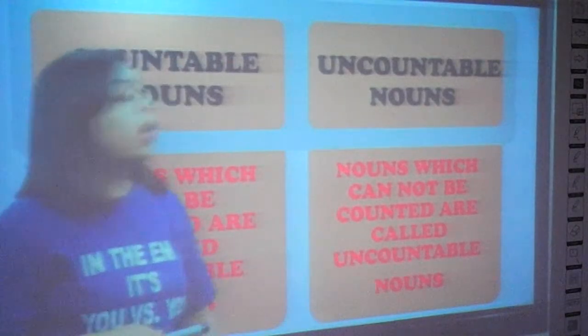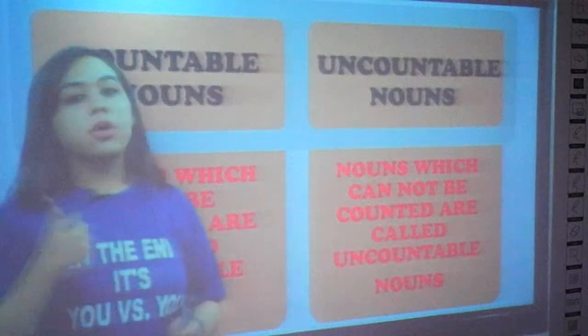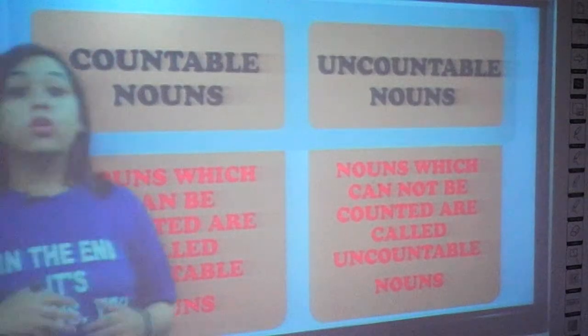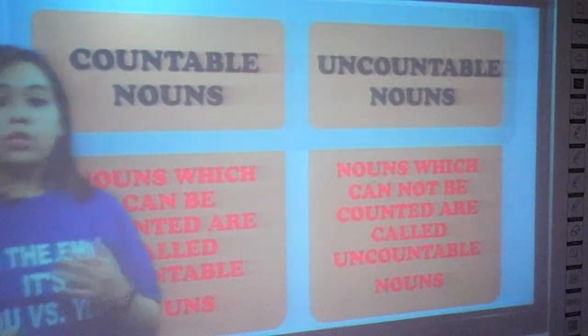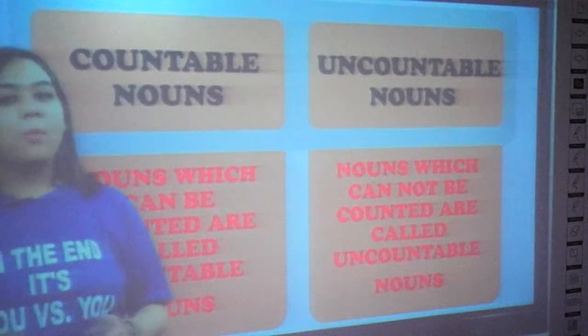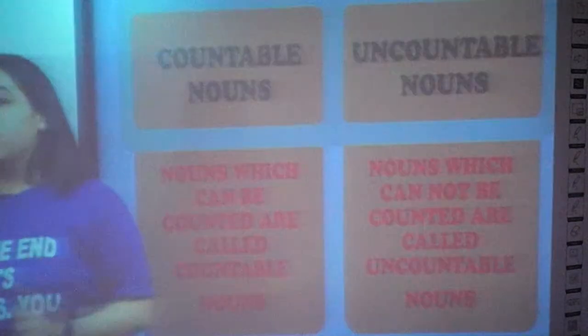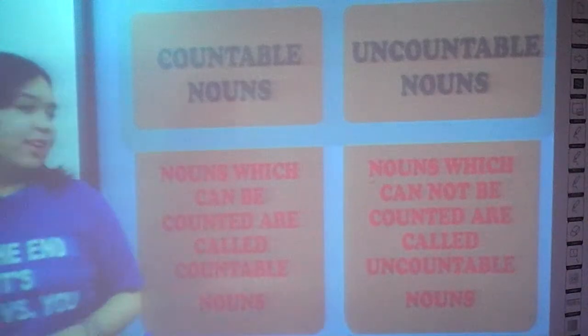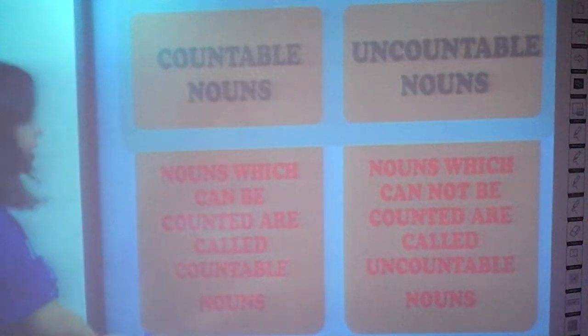Whereas if I talk about, say, water, can I say one water, two water, three water, four water? No, I cannot. We'd also discuss that happiness is also a noun, right? Can I say I am one happy, two happy, three happy? No, we cannot say. So some nouns that we cannot count are termed as uncountable nouns. Okay, I hope that it is clear to you.